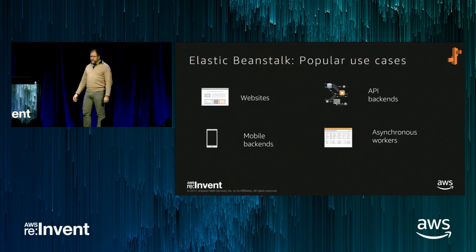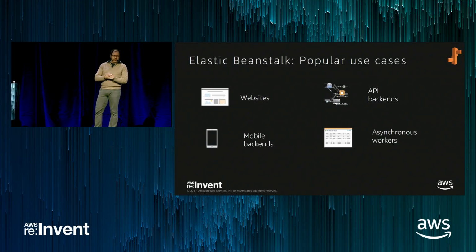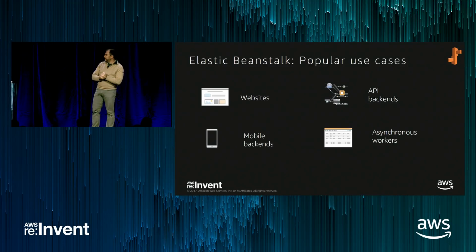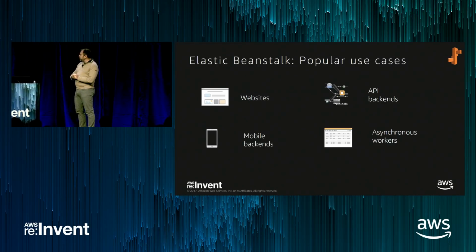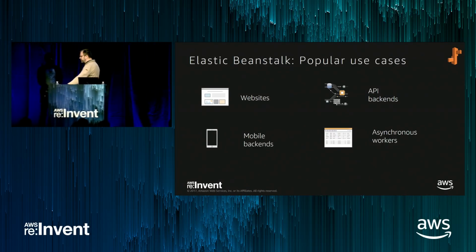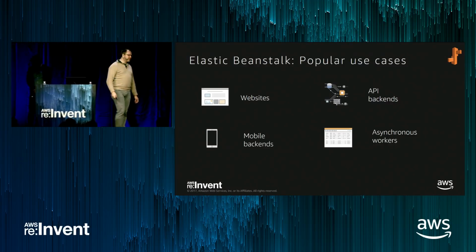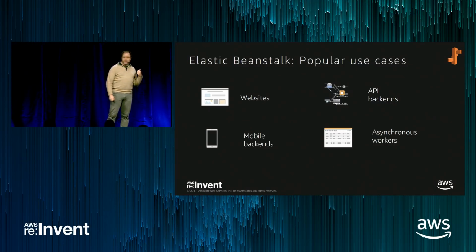We obviously also can support API backends. We do a lot of work for mobile backends and asynchronous workers. Zillow is another really interesting story that we've had for the asynchronous worker side. They do all their image processing for all of their house images. So it's broader than just simple websites like we've demonstrated, but anything that touches web apps, distributed applications of that nature, is really a good use case for Beanstalk.